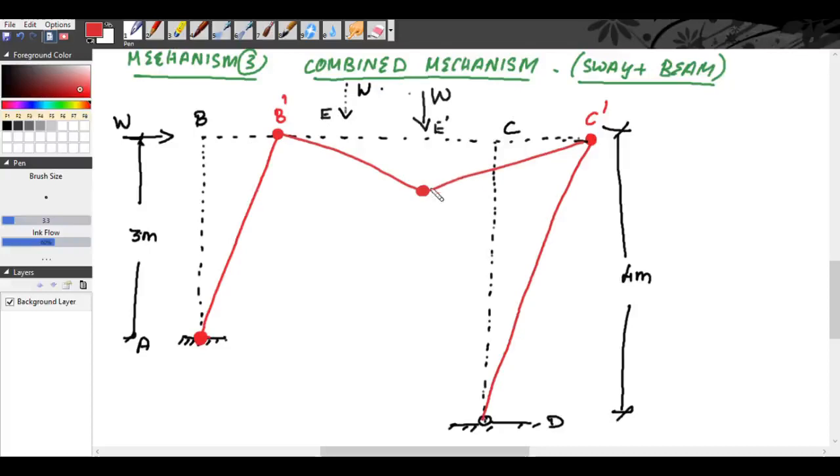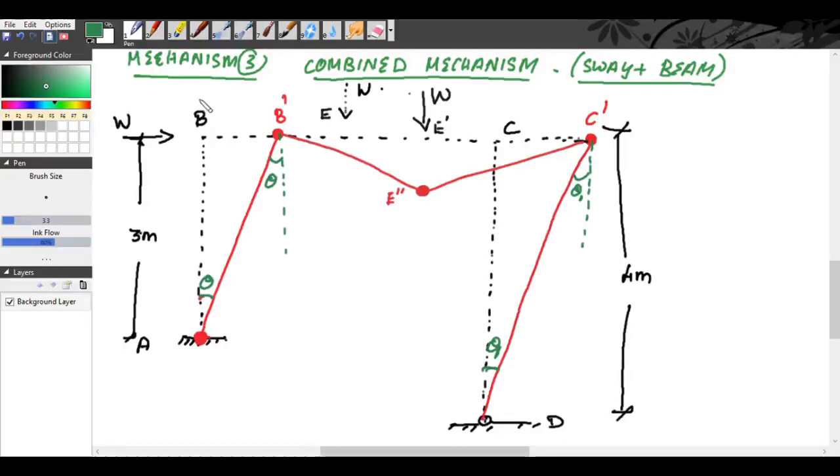For this beam mechanism, this point E dash you can take as E double dash. Now we will mark all the angles. This angle at B is taken as theta. This angle at D you can take, since both the columns are not at the same level, as theta 1. So this angle also will be equal to theta 1.